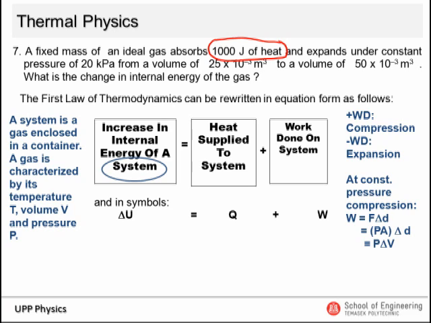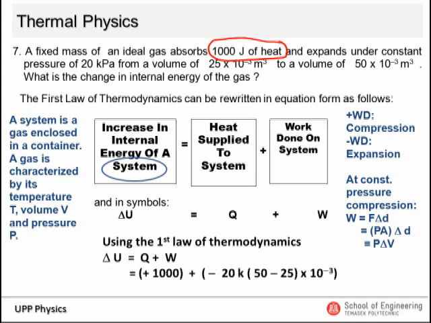So let's proceed using the first law of thermodynamics. This is the equation that we're using. And let's sub in the variables. Now, Q will be plus 1000 as mentioned earlier. And W, using the formula P times change in volume, where the pressure is 20 kilopascal, so 20 k, times the change in volume, so we take 50 minus 25 times 10 to the minus 3.